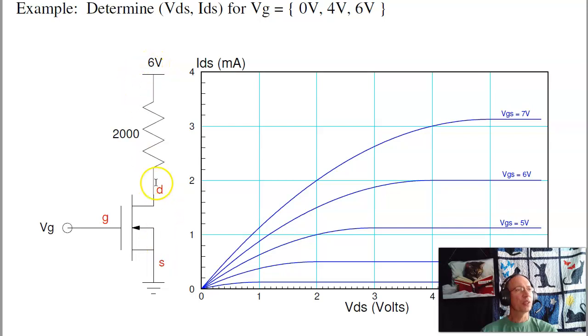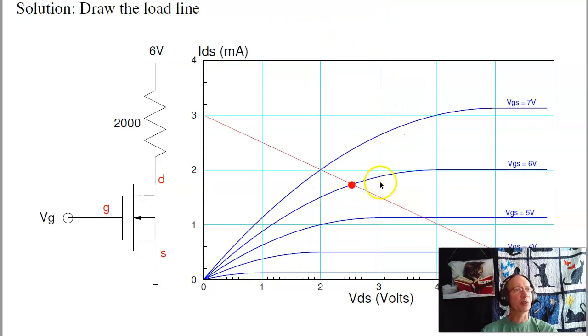So when the current is 0, I'm right here at 6 volts. If I short this, I'm at 3 milliamps. So it'll be a straight line going between 3 milliamps and 6 volts. Looks like this. Now, just read off the graph. When VGS is 2 volts, I'm right here on the load line. Current is 0, VDS is 6 volts. When VGS is 4 volts, I'm on this line. Here's where it intersects. So the solution is 5 volts and 0.5 milliamps.